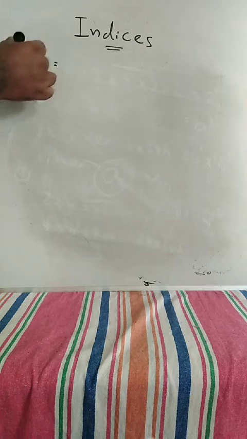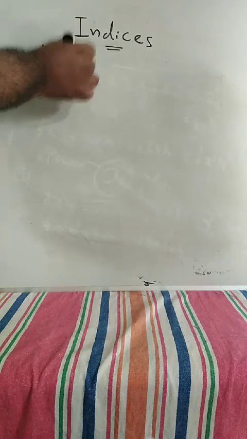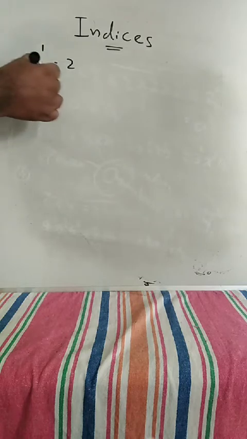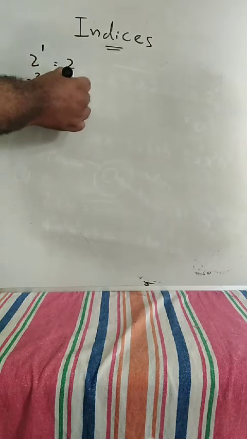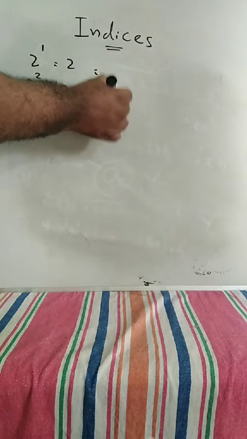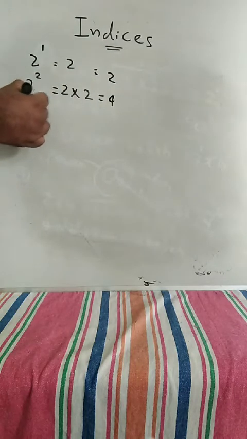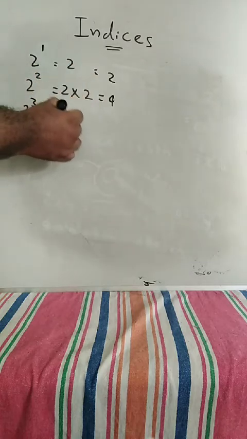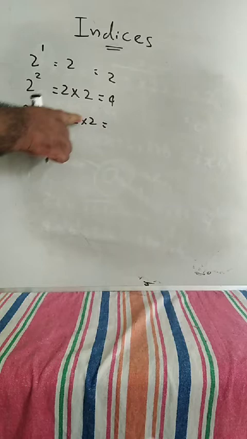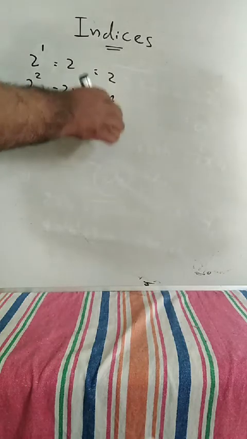Here, 2 to the power 1 means what? This is 2, no? The value is 2. Then 2 to the power 2 means 2 into 2, twice. Then the answer is 4. Then 2 to the power 3 is 2 multiplied 3 times. Then 2 into 2, 4. 4 into 2, 8.